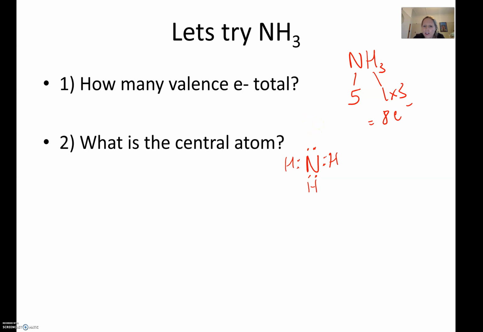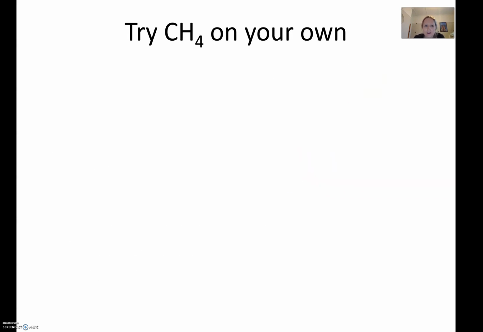That would be fine as well. And so we've got NH3. The nitrogen's got 8 electrons, so therefore has a full valence shell and is stable. And each hydrogen has 2. So all is happy. Okay, moving on. We can skip past that. Let's try CH4 now.